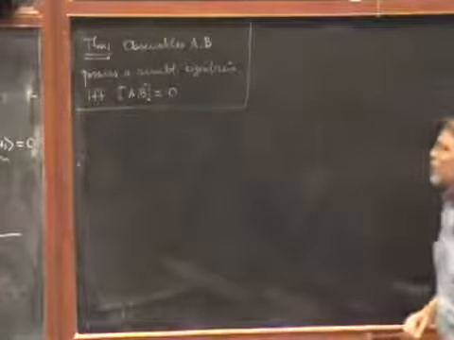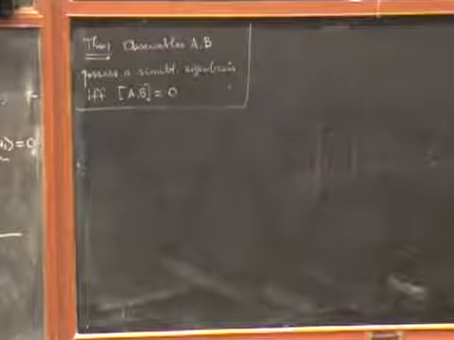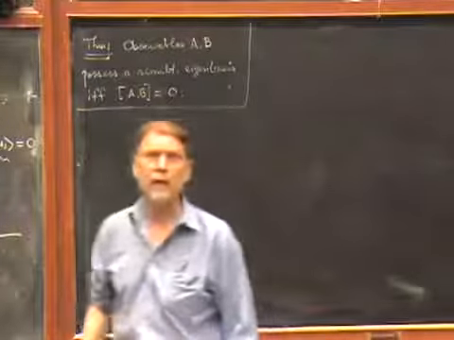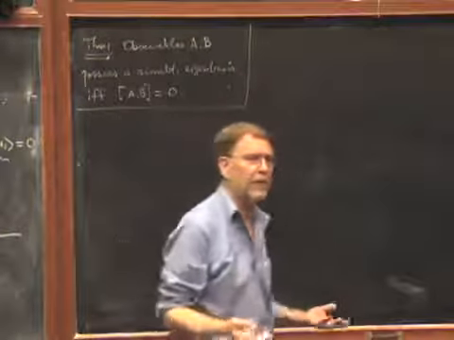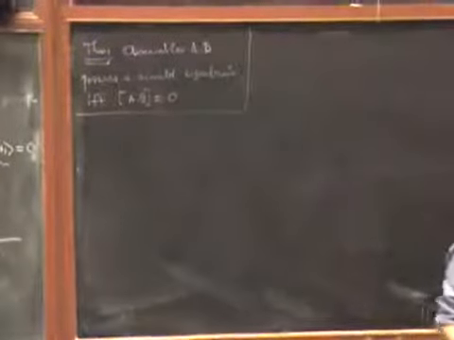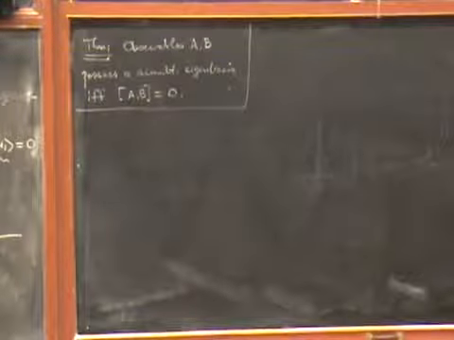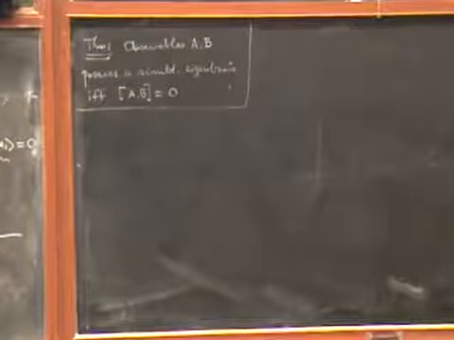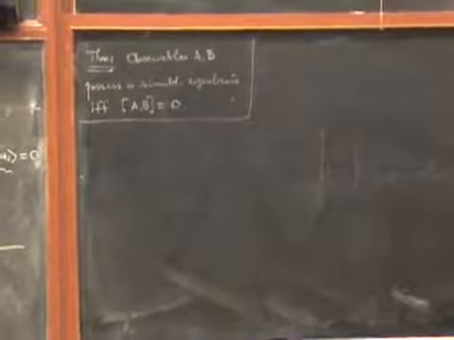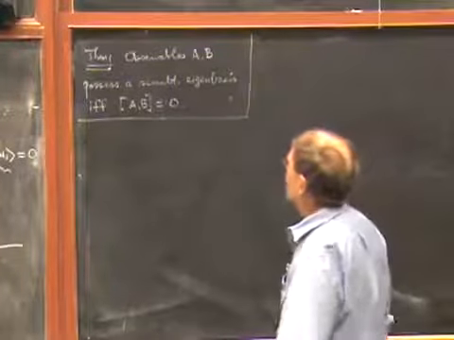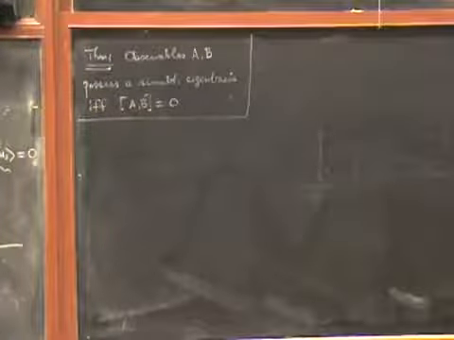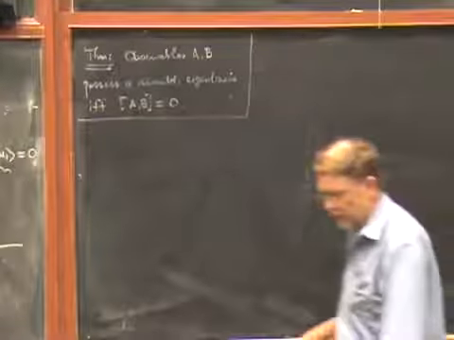It's an important theorem for quantum mechanics because the question of commuting observables is closely related to the question of the possibility of making simultaneous measurements on two different observables without one measurement interfering with the other. It's related to the uncertainty principle and things of that sort. So the theorem says that observables A and B possess a simultaneous eigenbasis if and only if they commute.